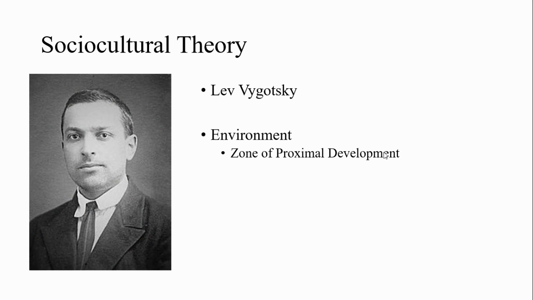The sociocultural theory was contributed by Lev Vygotsky, and his focus is more on the environment and the zone of proximal development. So the zone of proximal development just focuses on more how can we as adults help a child do things on their own. We don't focus on what they cannot do or what they can do. We focus more on how can we help to contribute to their learning and their environment.